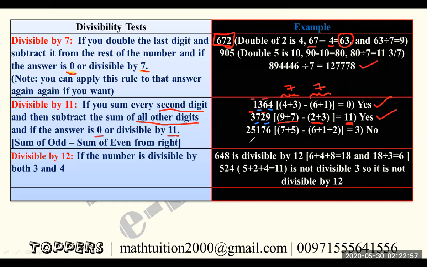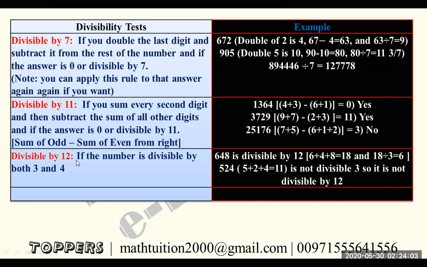Clear? Another example, 25176. What are the odd position numbers? First position, then third position, then fifth position. The remaining 7 and 5 are even positions. Add. 7 plus 5 at the even positions, and 6 plus 1 plus 2 at the odd positions. Which one is bigger? 7 plus 5 is 12, that is bigger. Minus 6 plus 1 is 7, 7 plus 2 is 9, correct? So 12 minus 9, we get 3. So it is not 0 or a multiple of 11. So this number is not divisible by 11. Very easily we can say. Got it?